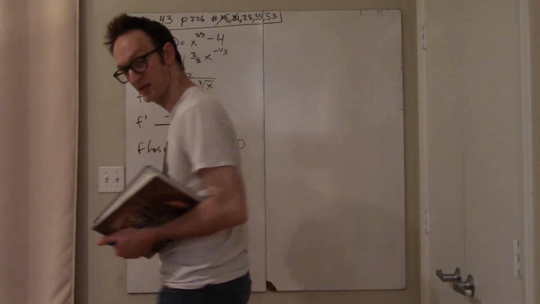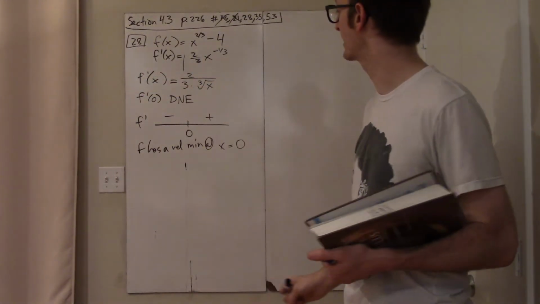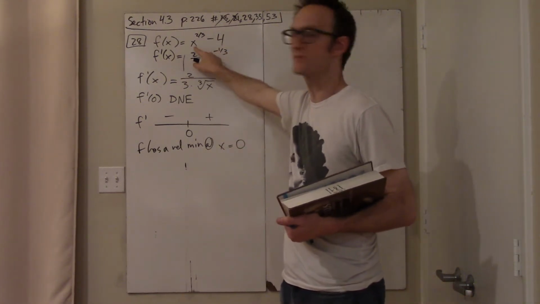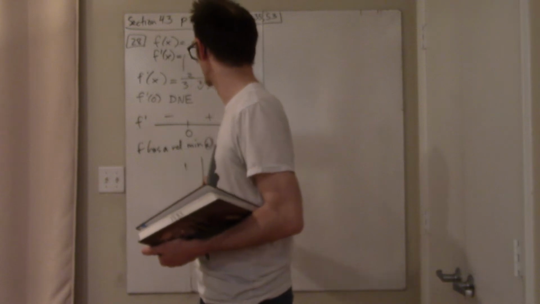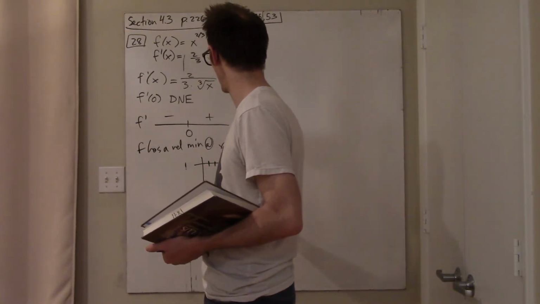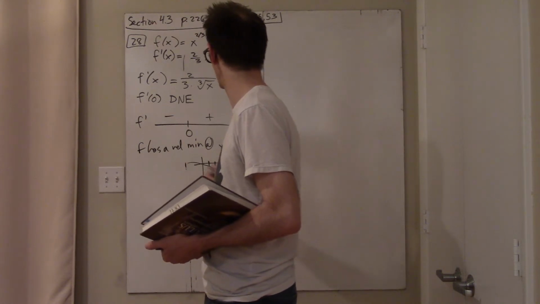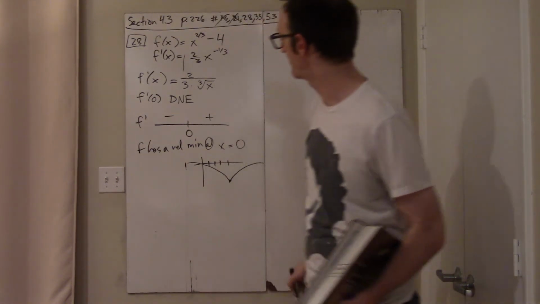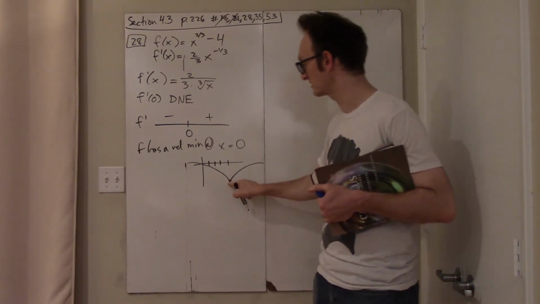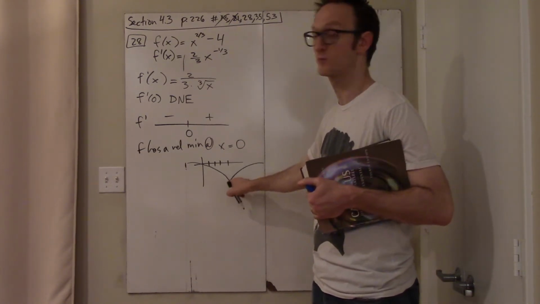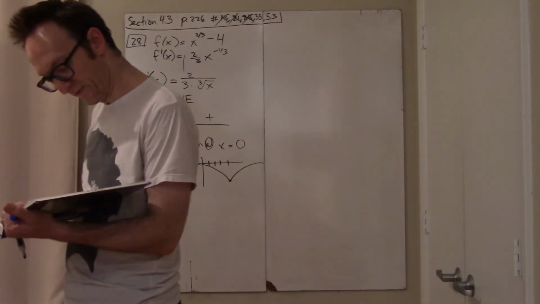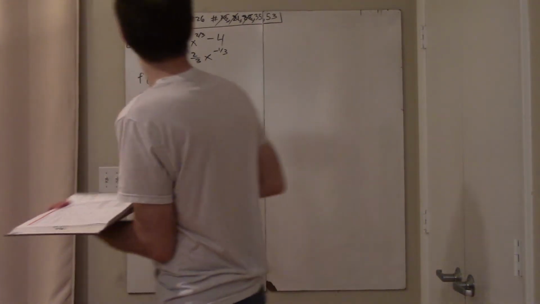On the one hand, this is no surprise, because of course there's a relative min at x equals 0. What is this function? We know exactly what this function looks like. It's just this x to the 2/3 function, but moved down 4. And so there's going to be a relative min there, but it's a different kind of critical number. It's one where the derivative does not exist. Okay, 2 more, 35 and 53.